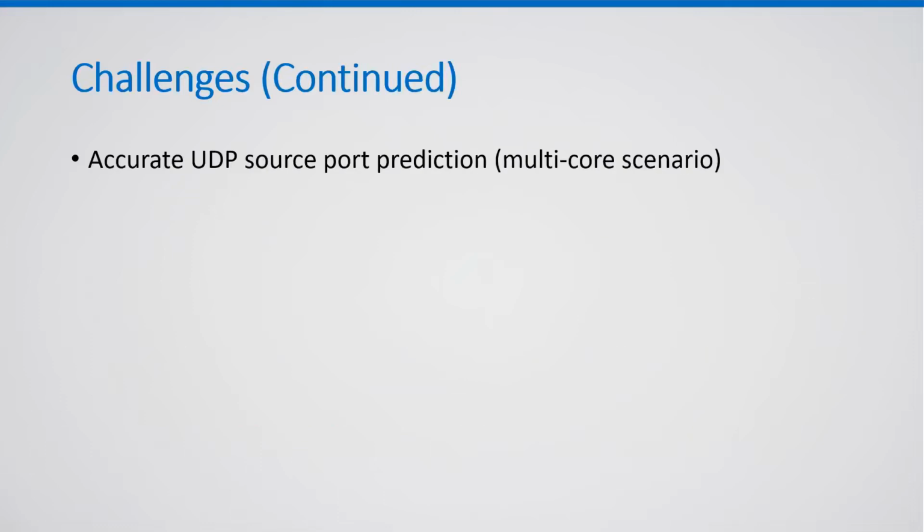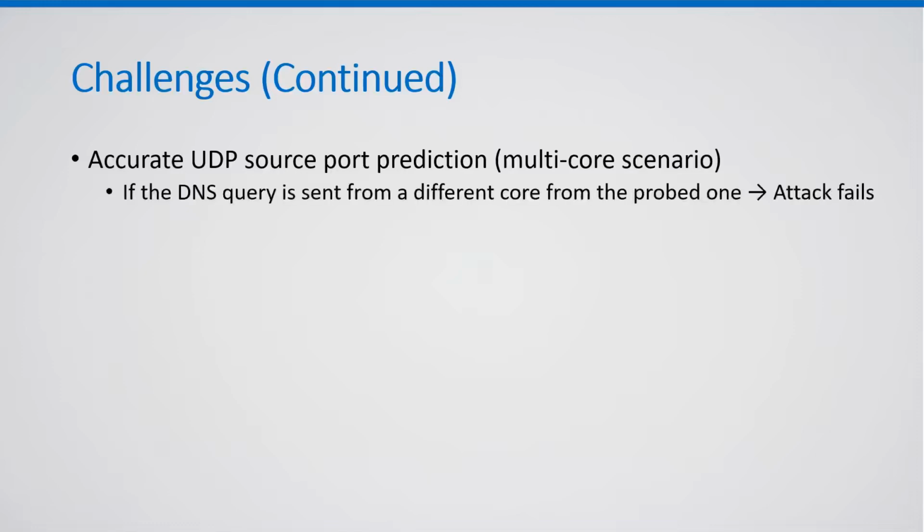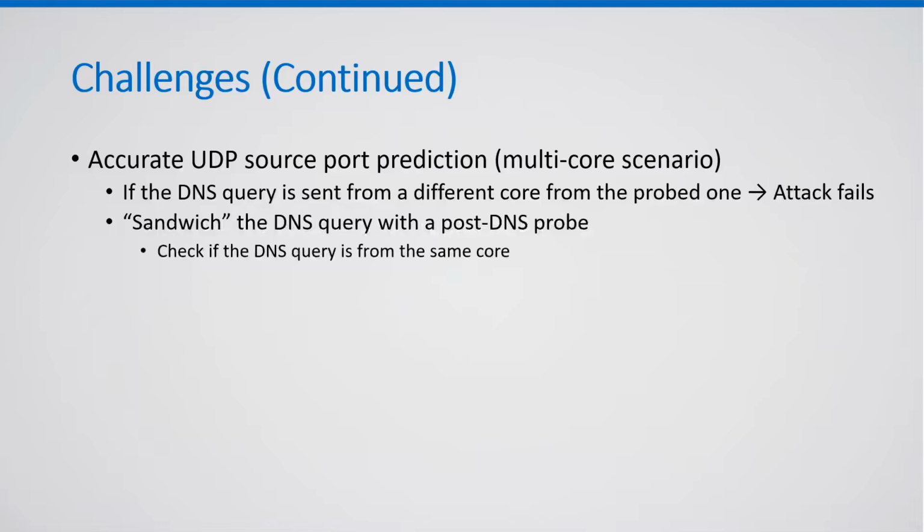Another challenge is accurately predicting the UDP source port when the target machine is multi-core. I remind you that if the DNS query is sent from a different core from the one that the attacker probed, the attack fails. So in order to improve the attack's odds, the attacker sandwiches the DNS query with a post-DNS probe. If the flow label from the post-DNS probe matches the sequence of flow labels predicted from the state the attacker extracted, the attacker can assume that the DNS query was emitted from the same core as well, and the attacker may proceed to attack the target. Otherwise, the attacker can skip this attack and thus save a lot of time and packets.